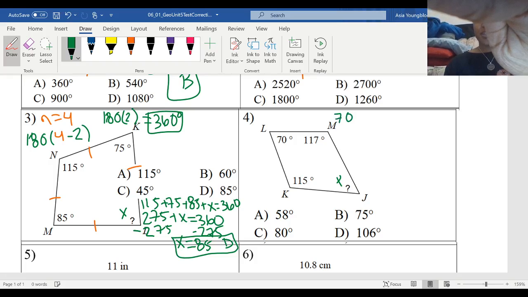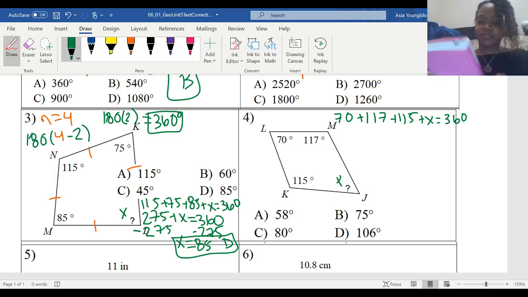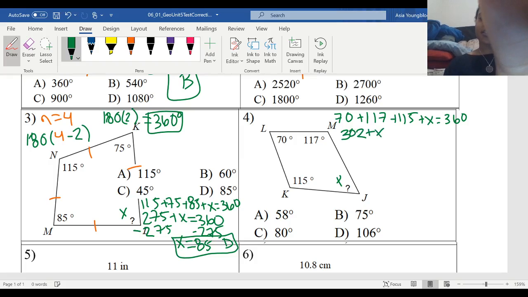So 70 plus 117 plus 115 plus x equals 360. Combine like terms. 70 plus 117 plus 115 gets us 302 degrees. 302 plus x equals 360. We can subtract 302 from both sides of the equation. So that gets us x equals 58 degrees, which is A.